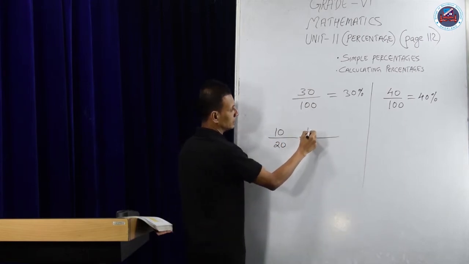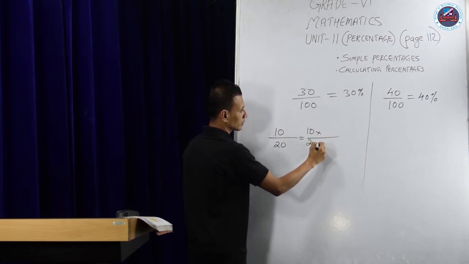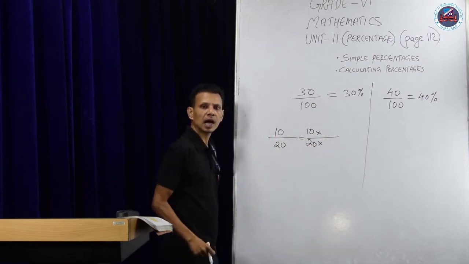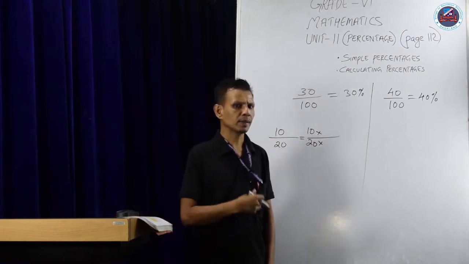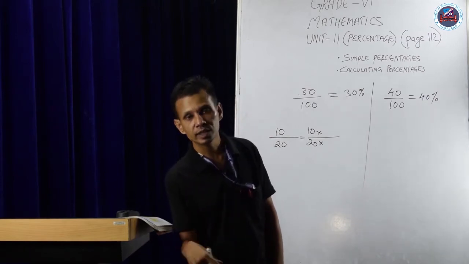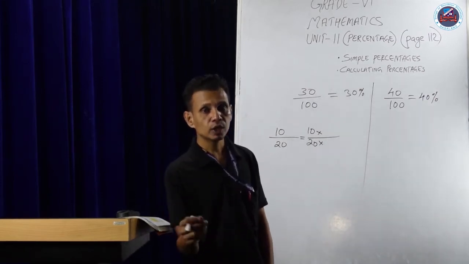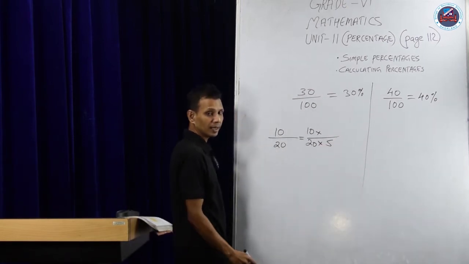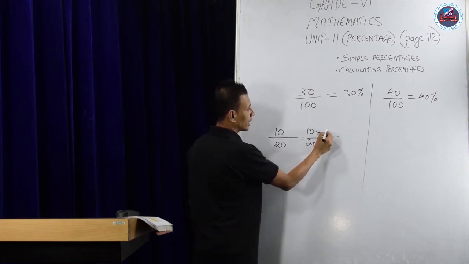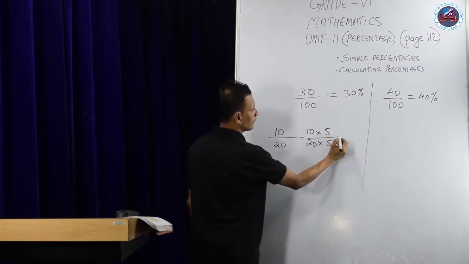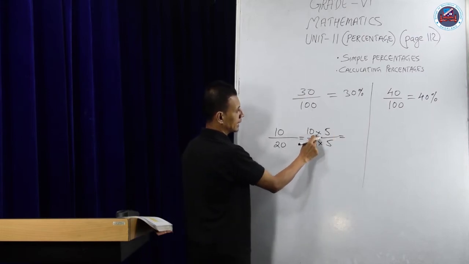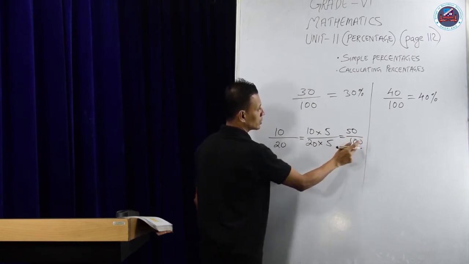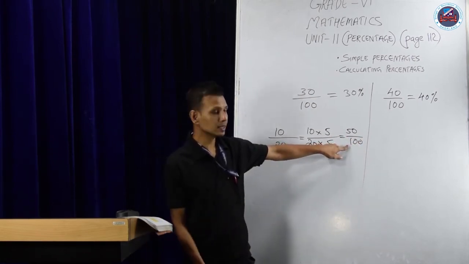10 by 20. Now 20 times how much is 100? 20 times 1, 20, 20 times 2, 40, 20 times 3, 60, 20 times 4, 80, 20 times 5, 100. Okay? So if I write here 5, I have to write here 5 also. Done? 10 times 5, 50. 20 times 5, 100. You see that? It's now out of 100.